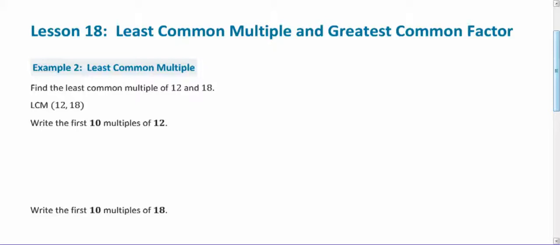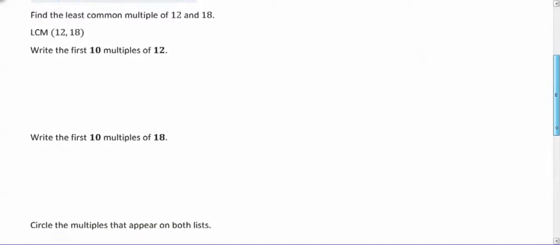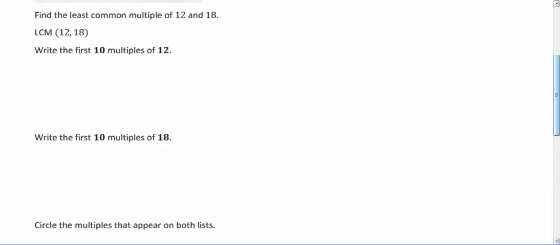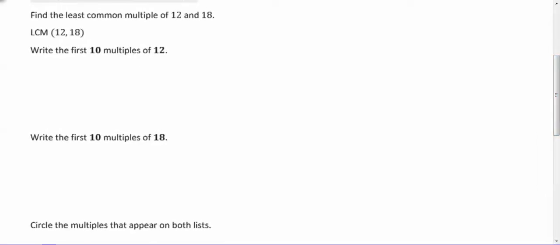So we're going to list the multiples of 12 and 18 to find the LCM. Let me undo that. All right, so 12 and 18 is what we're looking for. We're going to find multiples of 12 and multiples of 18. So let's go ahead and do this. We write 12 like this, and then we're just going to think about this.